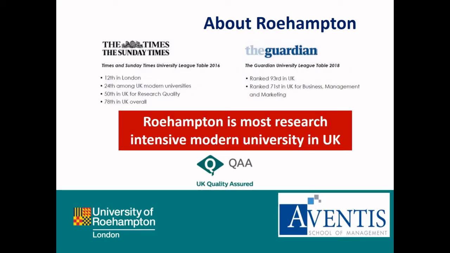Based on Times and Sunday Times University League Table 2016, Roehampton is one of the top 12 universities in London. Roehampton is also regarded as one of the top 52 universities in the UK for research intensity by the Research Excellence Framework in 2014. Roehampton has an excellent research profile with 66% of our research rated as world-leading or internationally excellent. According to QAA, Roehampton is also the most research-intensive modern university in the UK.